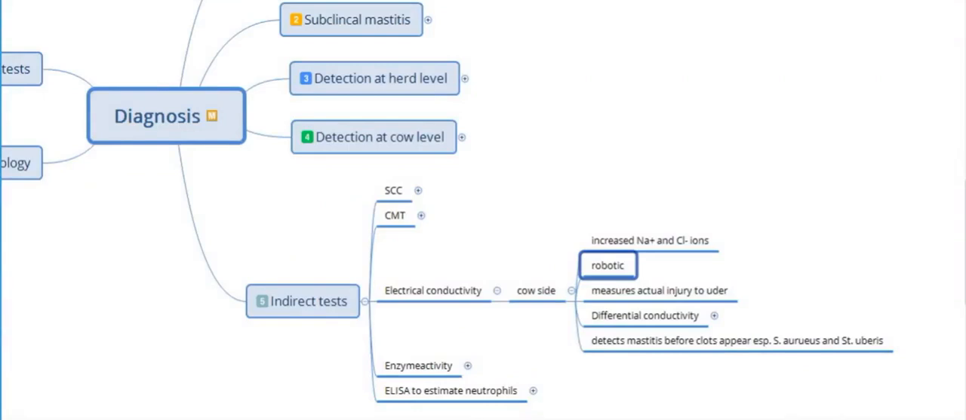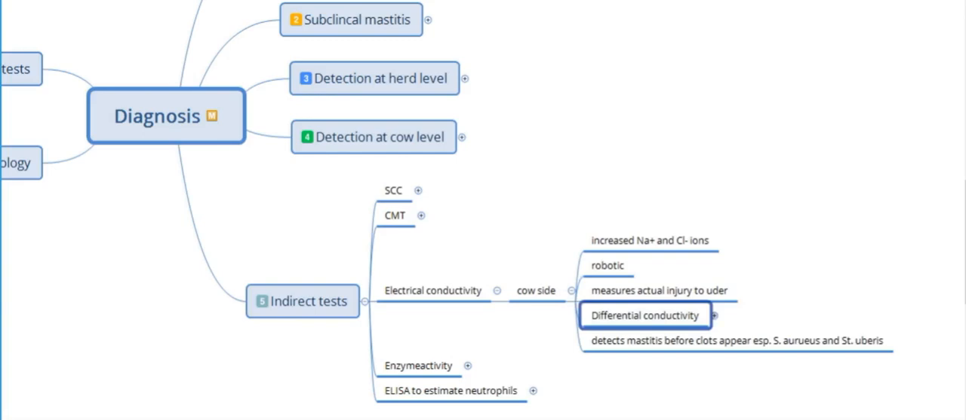If you have an industrialized milking parlor or automatic milking parlor, electrical conductivity is done by a robotic testing component. The conductivity component will be there along with the milking machine, and cow level conductivity will be recorded. The peculiarity is that it actually measures the level of injury, because you will directly get the amount of serum component that is present in the milk.